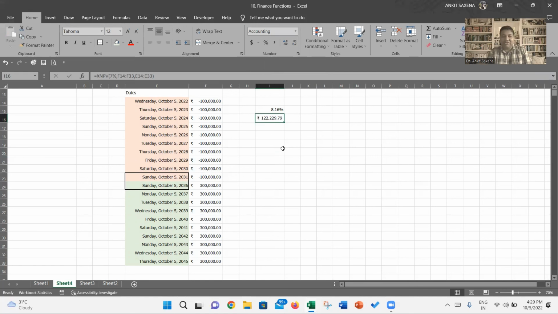But as a core financial expert, you must also have a look at the returns you're getting from the product. That's very useful. So that's it about XNPV and XIRR.